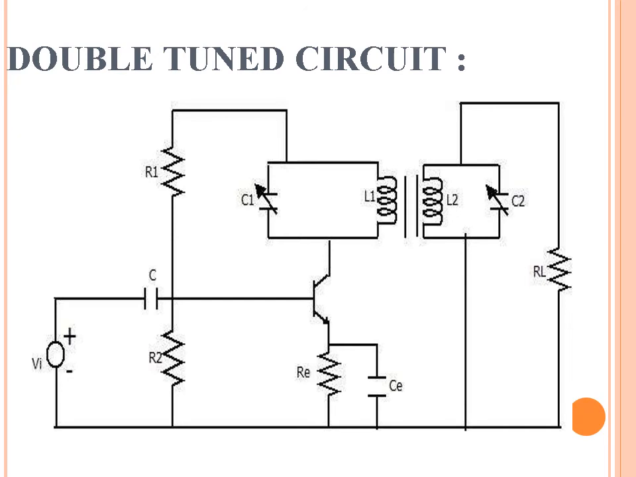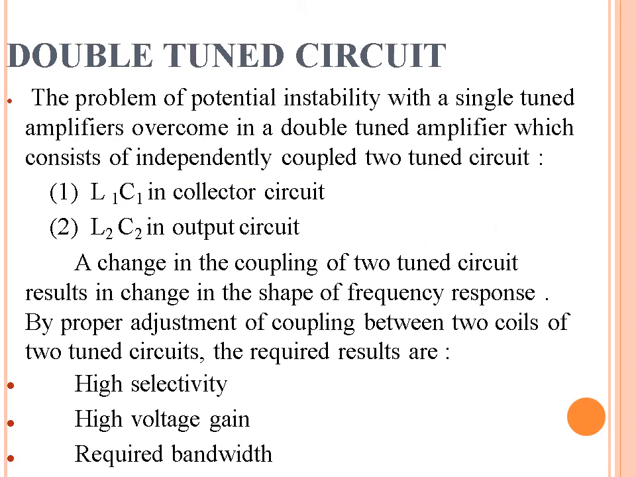Next we are going to see the double tuned amplifier. Here we will have two tuned circuits. In the single tuned amplifier you have only one tuned circuit, but here you will have two. The problem of potential instability with a single tuned amplifier is overcome in a double tuned amplifier, which consists of two independently coupled tuned circuits, L1 C1 on the collector side and L2 C2 in the output circuit.